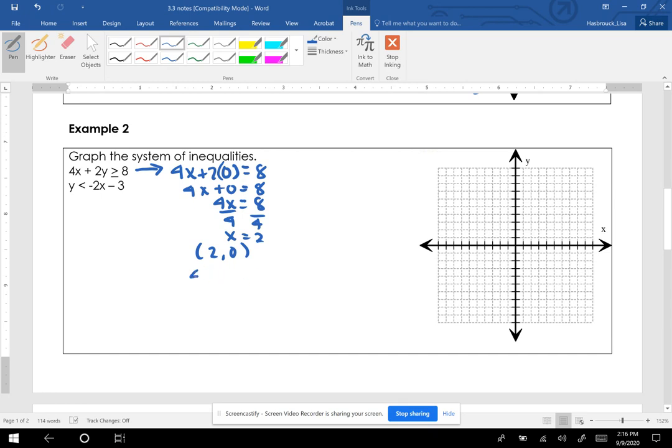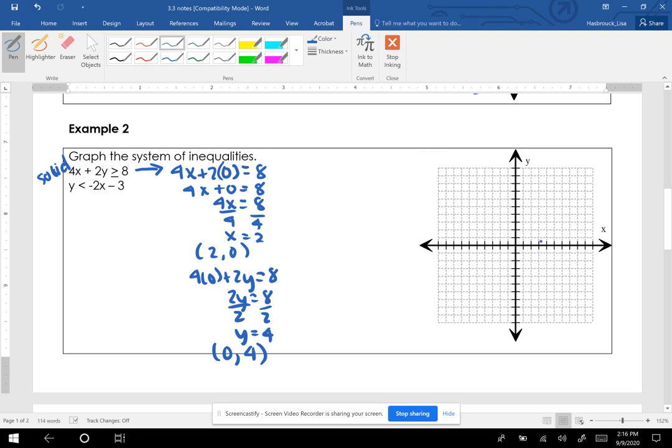For my y-intercept, I do 4 times 0 plus 2y equals 8. 4 times 0 is 0, so I have 2y equals 8. Divide by 2. y is equal to 4, so my y-intercept is 0, 4. Since it's greater than or equal to, this is going to be a solid line.